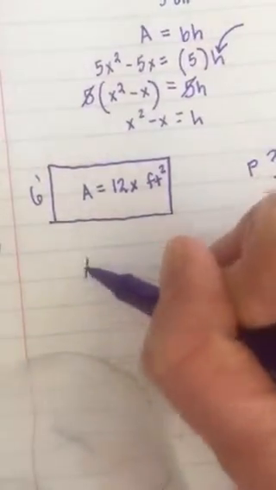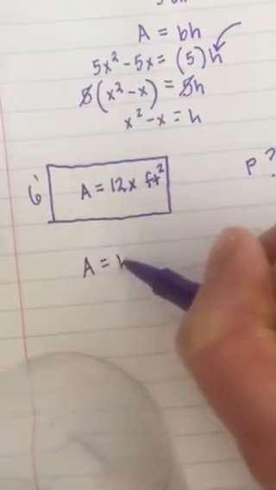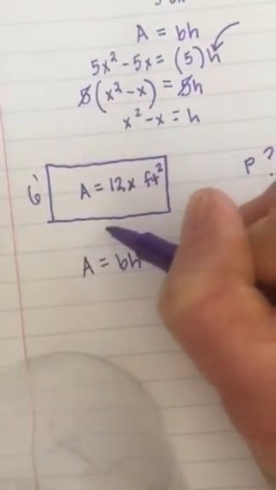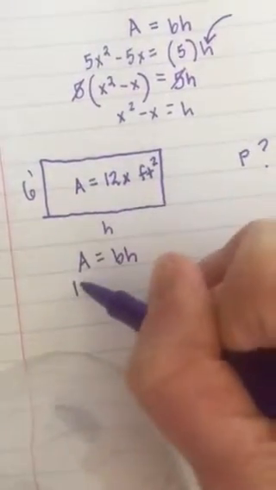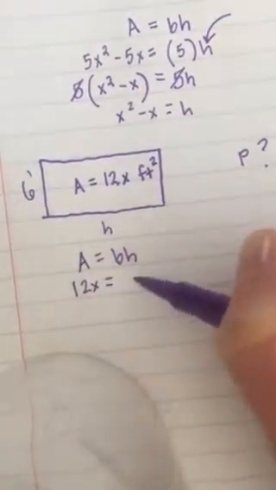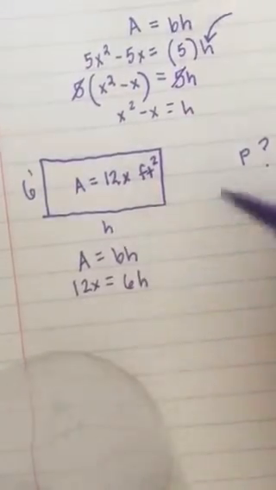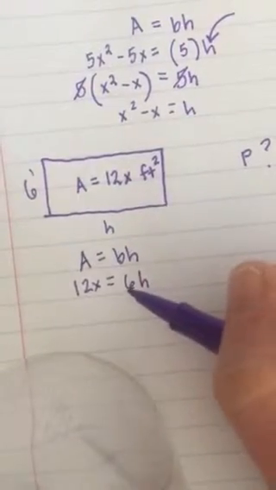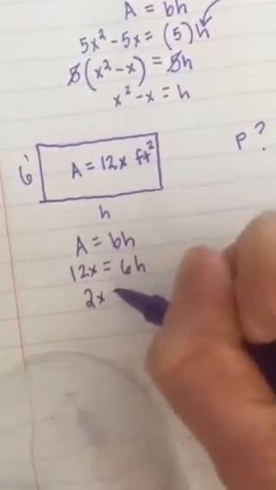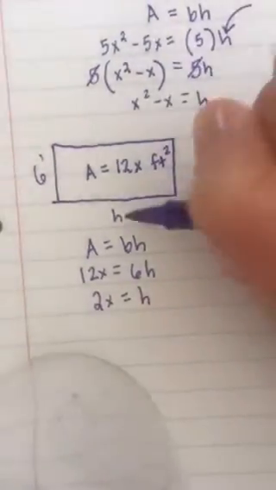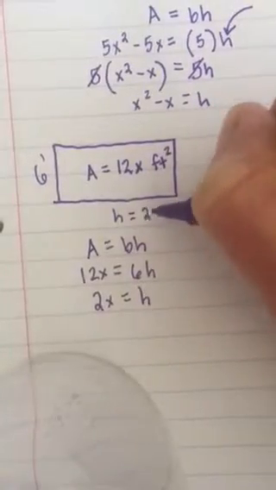So area equals base times height. Remember, we need our height right there. Okay, our area is 12x. Our base is 6, and we don't know our height. But to get h alone, we're going to divide both sides by 6, and we are going to have 2x equals our height. So our height equals 2x.